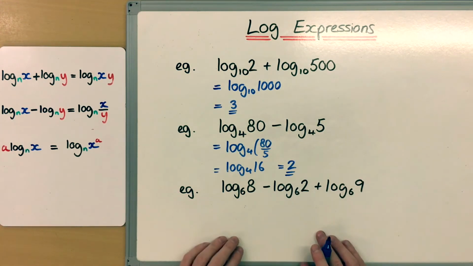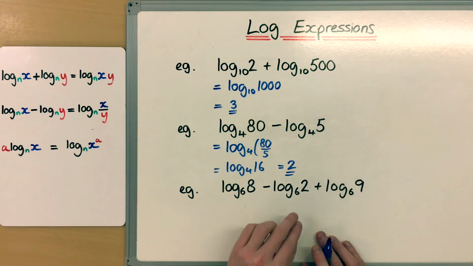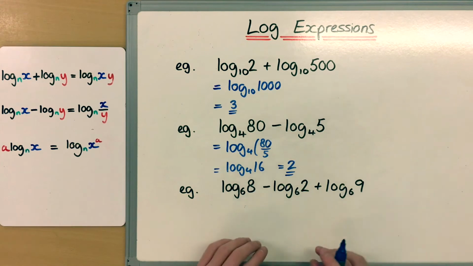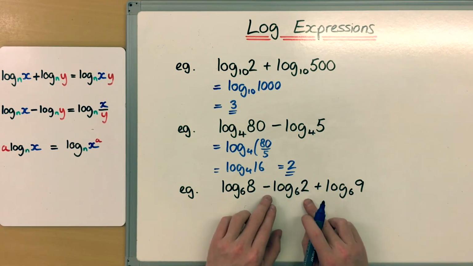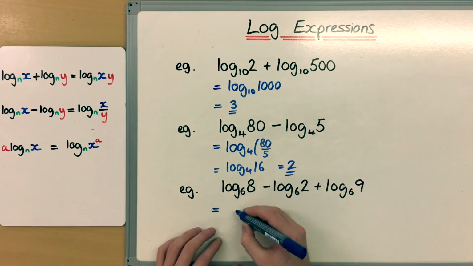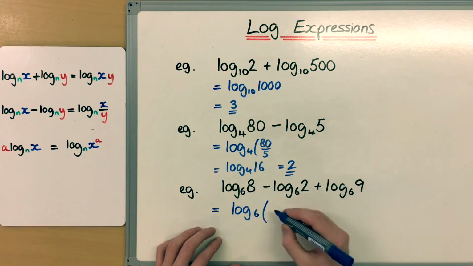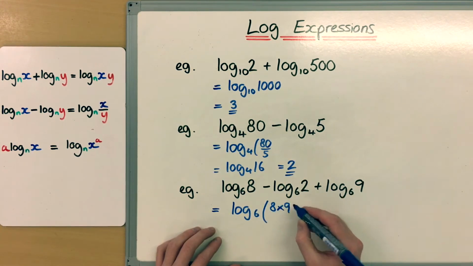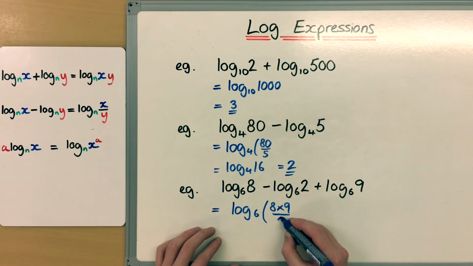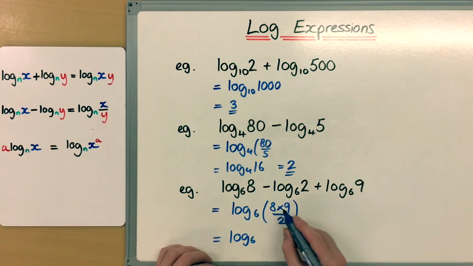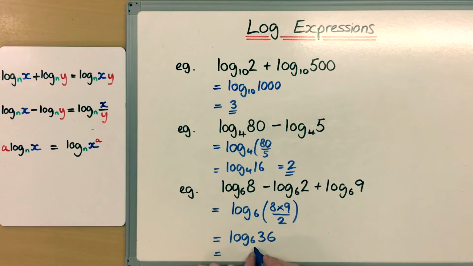And finally here, I've got a log to the base 6. I'm taking away a log and I'm adding logs. So all my positive logs are going to be multiplying, and all my negative logs, which is just this one here, are going to be dividing. So this is going to combine to become log to the base 6 of 8 times 9, the positive ones together, and divide by the negative one. So this will become log to the base 6 of 8 9s are 72, divided by 2 is 36, and that gives us a final answer: 6 to the power of what is 36, and we get the answer 2.